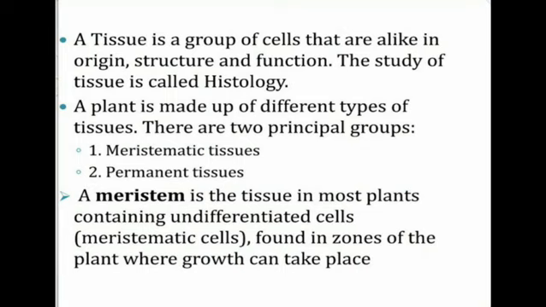What is meant by tissue? A tissue is a group of cells that are alike in origin, structure, and function. The study of tissue is called histology. A plant is made up of different types of tissues. There are two principal groups: one, meristematic tissues; two, permanent tissues. A meristem is the tissue in most plants containing undifferentiated cells called meristematic cells, found in zones of the plant where growth can take place.